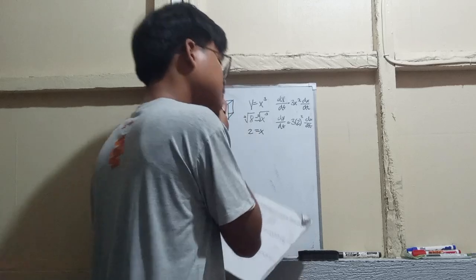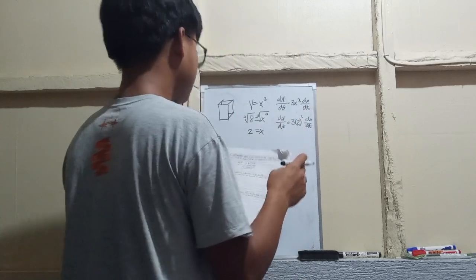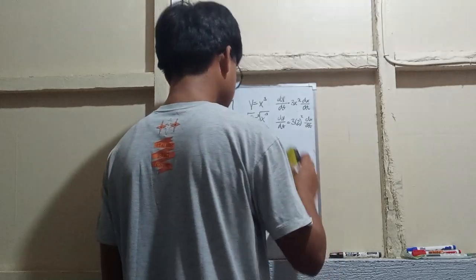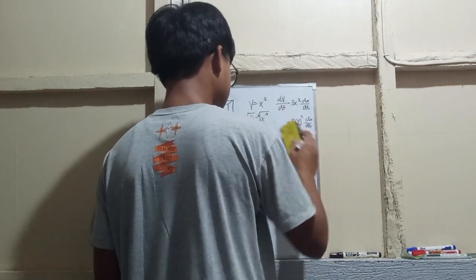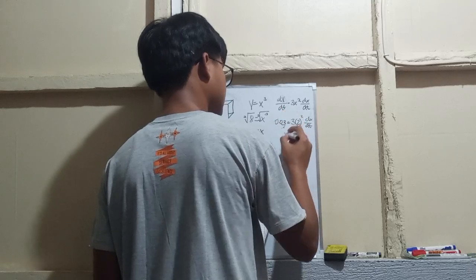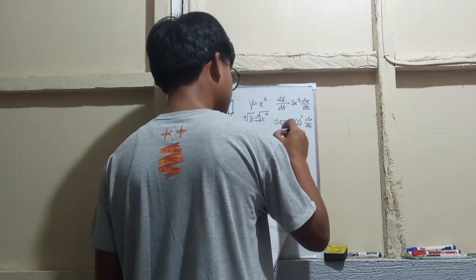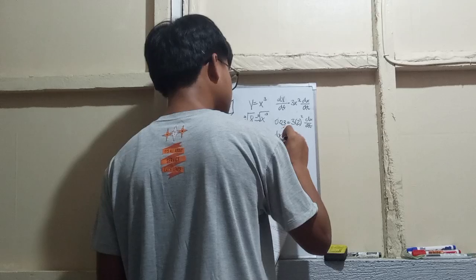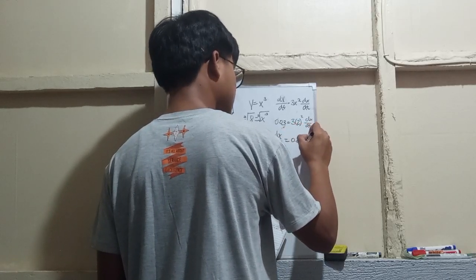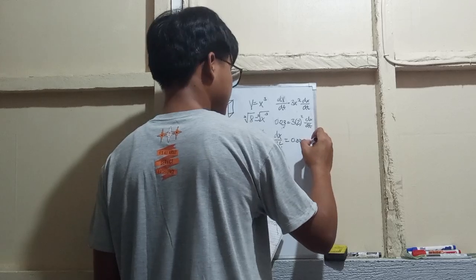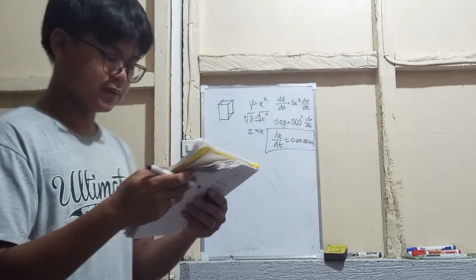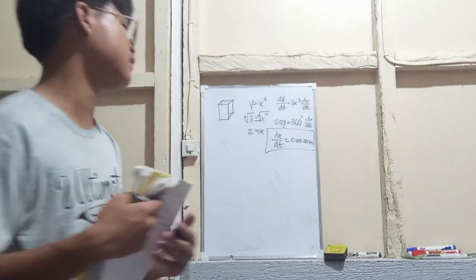Then substitute the dv over dt that is stated in the problem, which is 0.03. Then solve, and we can get the value of dx over dt of 0.0025 meter. So now, we have the value of the allowable error in the cube.